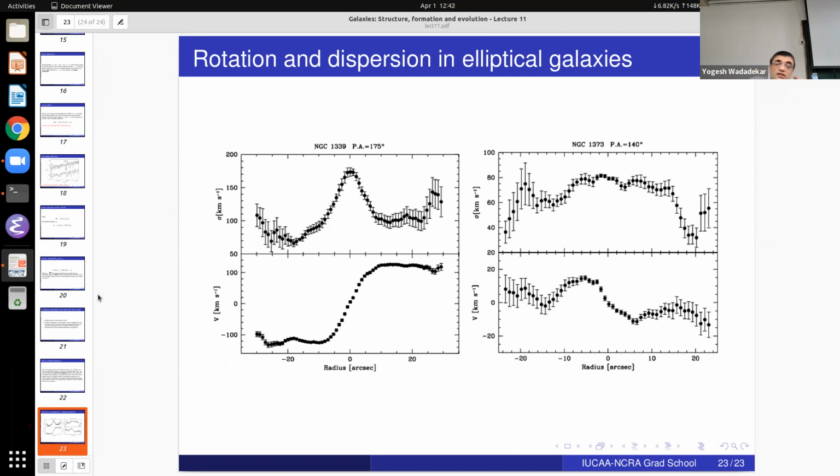So this may even be an instance of a minor merger. There is an elliptical galaxy, but it has recently swallowed a disk galaxy, a small spiral galaxy, which has retained its memory, and the disk is still present, it's rotating. If it has sufficient angular momentum and it is sufficiently small, then it can get preserved.